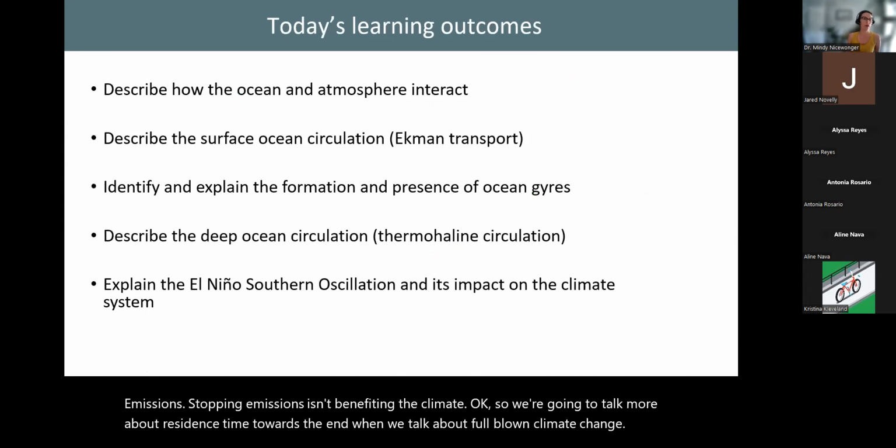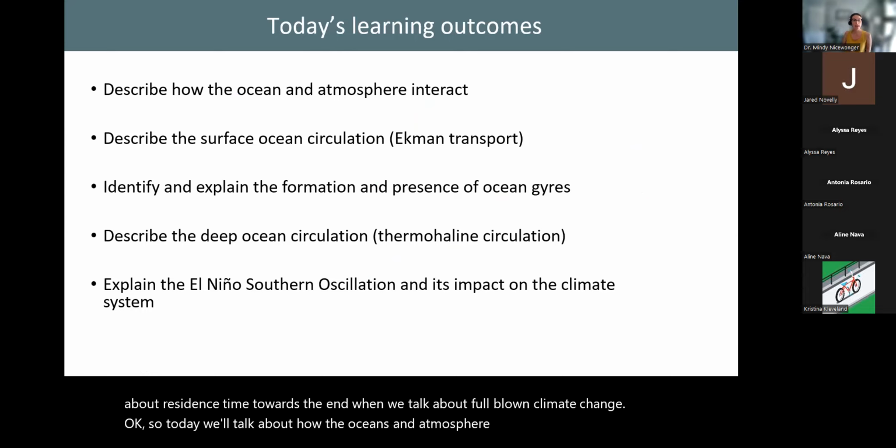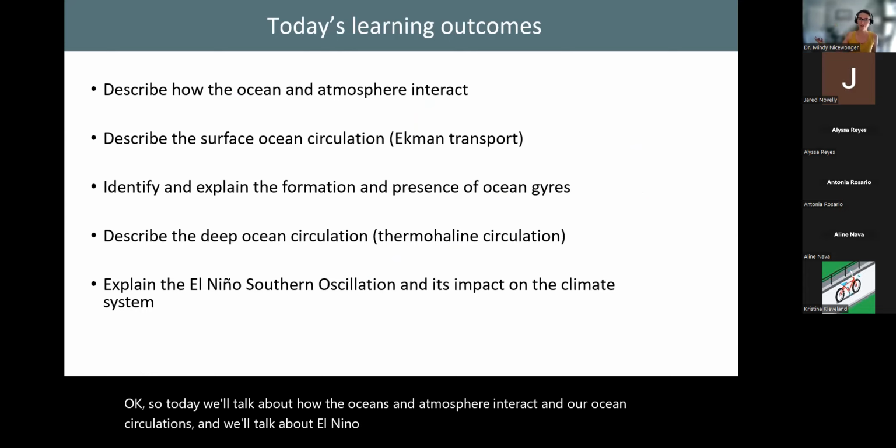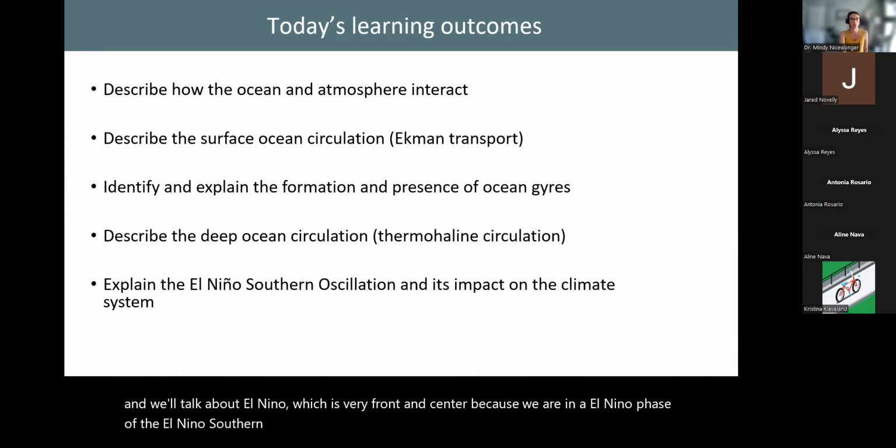Okay, so today we'll talk about how the oceans and atmosphere interact and our ocean circulations, and we'll talk about El Nino, which is very front and center because we are in an El Nino phase of the El Nino Southern Oscillation. What does that mean?